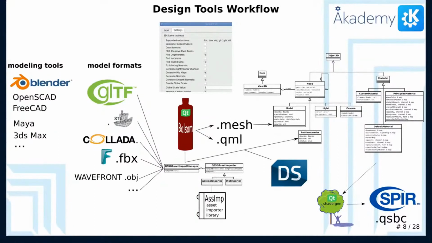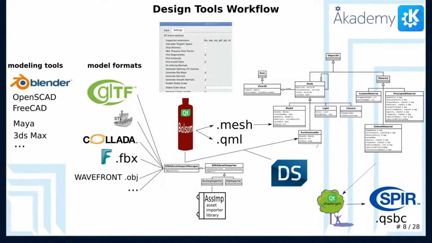STL, like I said, has its limitations when it comes to applying materials to the result, although you can apply a color and the glossiness and so forth. It's fine to use default material or principled material with STL. Then there's Collada, FBX, and Wavefront OBJ. Those are typically used as interchange formats between the different modeling tools, and they have a lot of features. And Qt is probably never going to be able to support all of those features because they're not appropriate for real-time rendering.